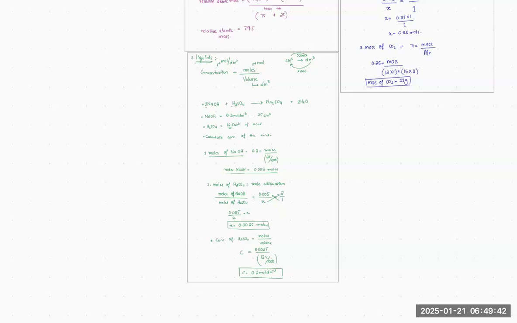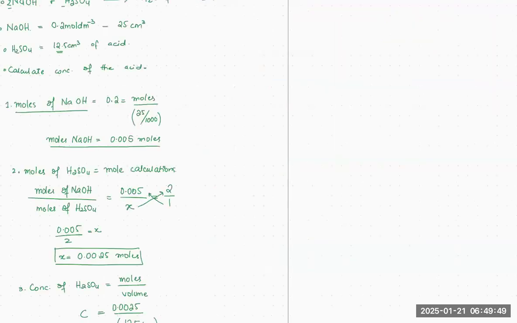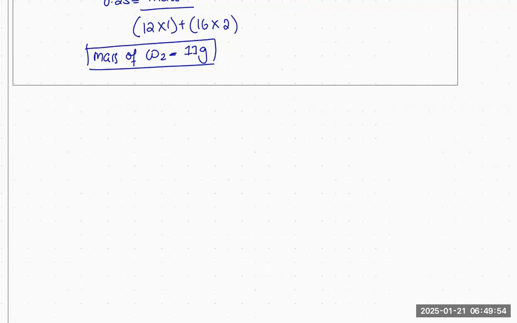Now, the third important formula that we have to go over is the formula for gases. The formula that we can use for gases is moles is equals to volume divided by 24 dm cube.